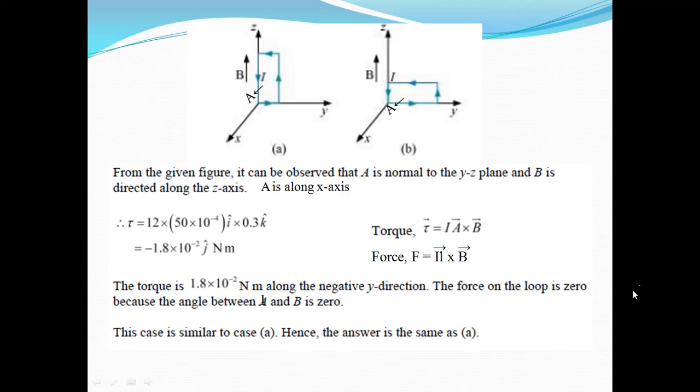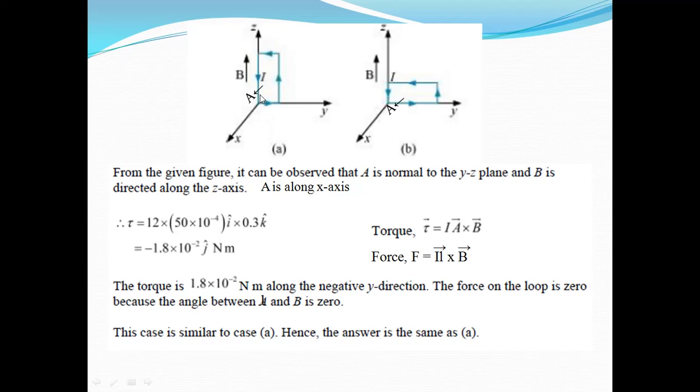Okay, let us take the first two cases, A and B, they are similar. So here we have B in the upward direction, that is Z, and this is the rectangular loop carrying current in the anti-clockwise direction, and we have the area of the loop facing towards the positive x-axis. Now the formula for torque is I A vector cross B vector, and the formula for force is I L vector cross B vector. L will be the length of the loop.